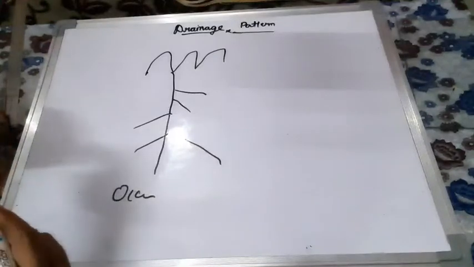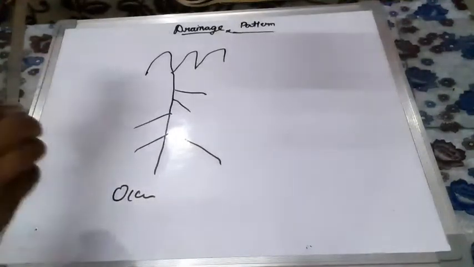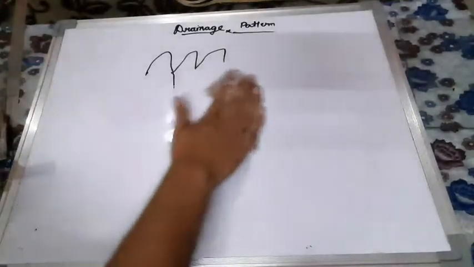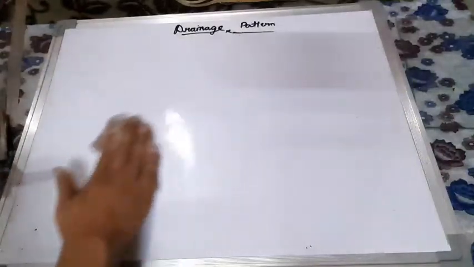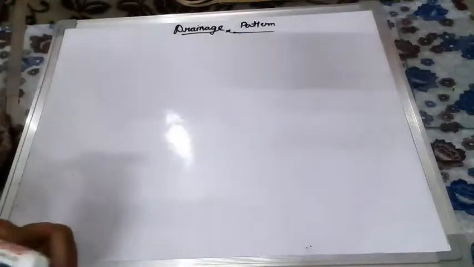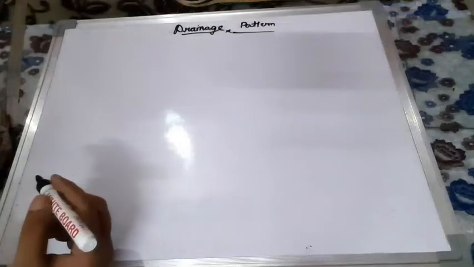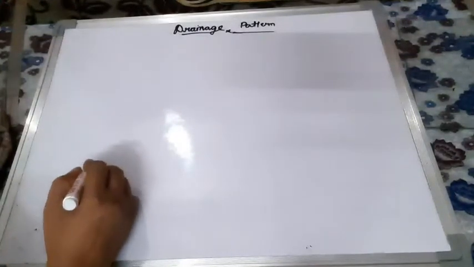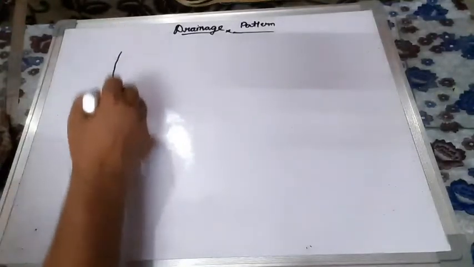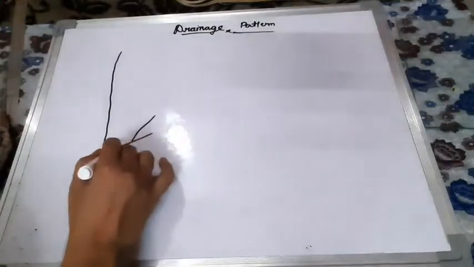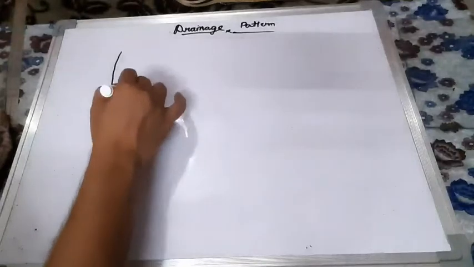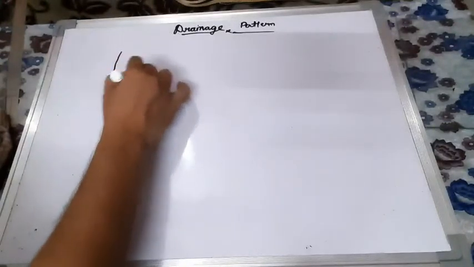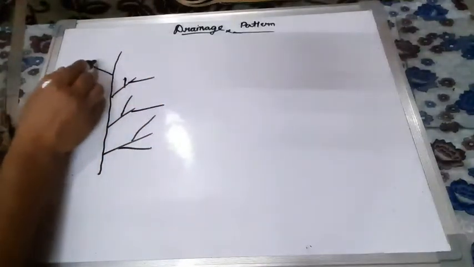So we can divide this drainage pattern into four different categories. Okay, so let's see each category one by one. The first category is called dendritic. Okay, dendritic pattern. What is dendritic pattern? In dendritic pattern, it is like a tree shape. When a drainage pattern is like a tree shape, then it is called dendritic pattern.